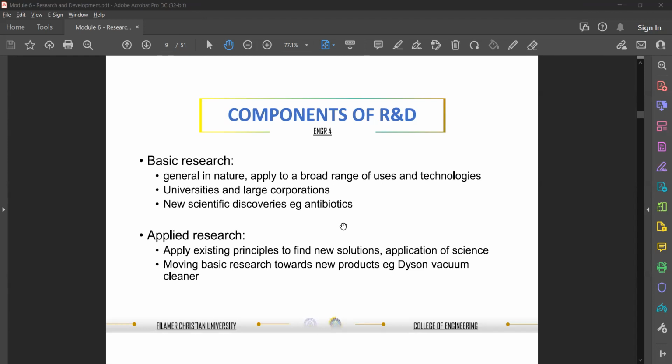And when it comes to applied research, so ito na yung ina-apply na natin yung existing principles. Okay? So we apply existing principles to find new solutions, application of science. So here, moving basic research towards new products. So for example, we have Dyson vacuum cleaner. Or ano ba yung bagong product na nag-evolve. Yan. So basically, this comes from the basic research then.